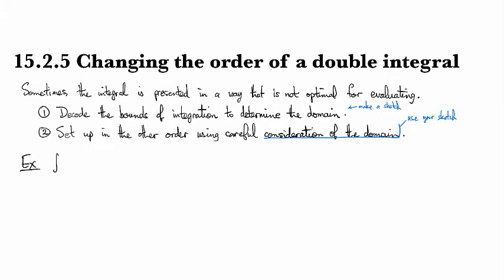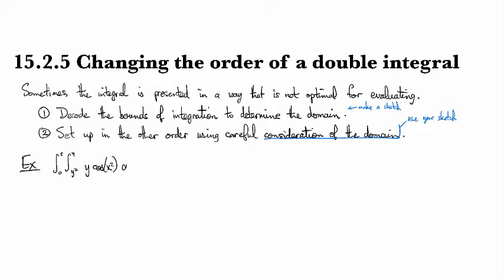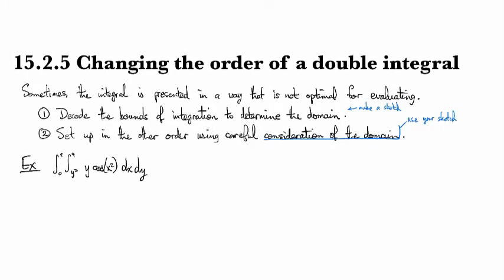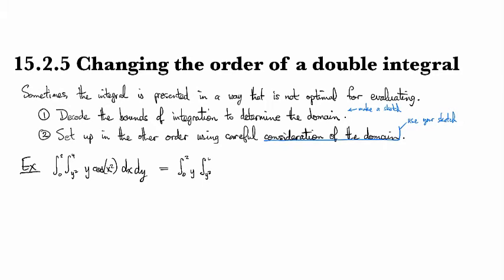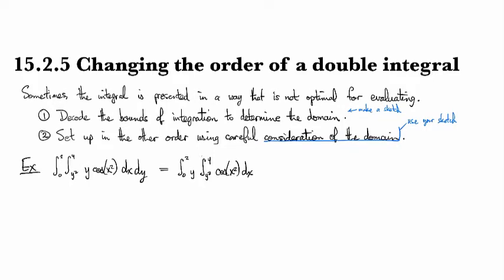So let's look at an example. Suppose that you were given the integral from 0 to 2, y squared to 4, of y cosine x squared dx dy. Now if you got such an integral and you started to just try and integrate it, you'd say, okay, let's see. Integrating with respect to x, y is a constant. So this is the integral from 0 to 2 of y, times the integral from y squared to 4 of cosine of x squared dx, integrated dy.